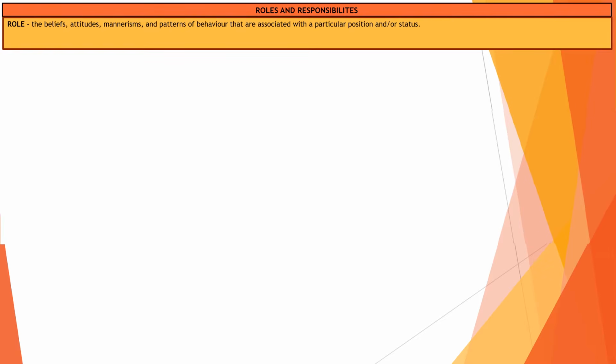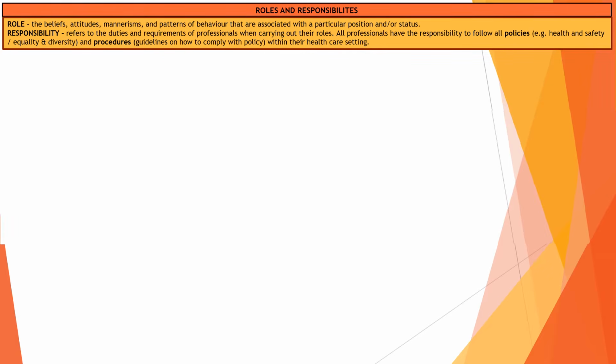So the first thing about this is roles. What is a role? Essentially a role is the beliefs, the attitudes, the mannerisms, the patterns of behaviour you would associate with a particular job, position or status. Responsibility refers to often the duties, the requirements of a professional in carrying out their role. All professionals will have responsibilities they follow, and there will be particular social policies or procedures within an organisation such as health and safety, quality and diversity, which all professionals will have to comply with, no matter what profession, field or specialism they hold. But that will be something I will talk about in a separate video.